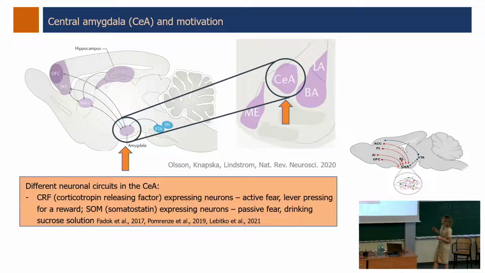So in the project I'm going to tell you about, we focus on the projections that neurons in the central amygdala receive from two parts of the cortex, the anterior cingulate cortex and orbitofrontal cortex, which are important for processing of rewards, and on the pathway from the central amygdala through the ventral tegmental area to the anterior cingulate cortex and orbitofrontal cortex.